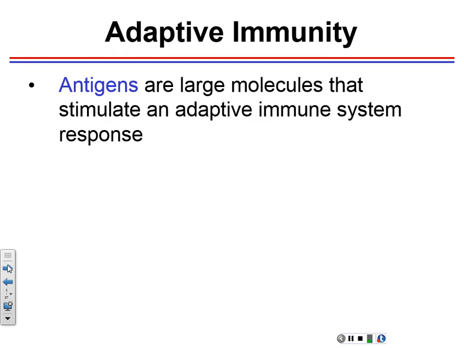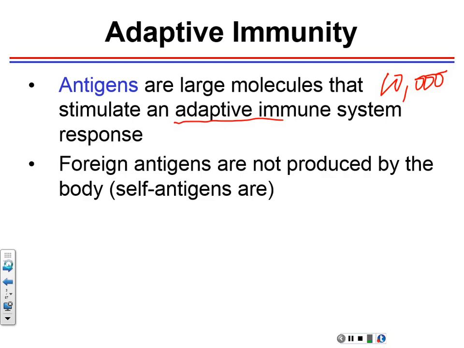So we know what antigens are. They are molecules, protein chains. They are actually big. They even go up to 10,000 molecular weight, and they will stimulate a response from the immune system. All right, they will stimulate the adaptive immune system to respond. So any antigen is that molecule. It's part of an organism.